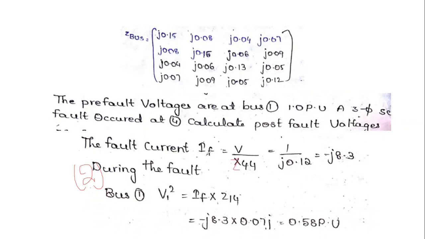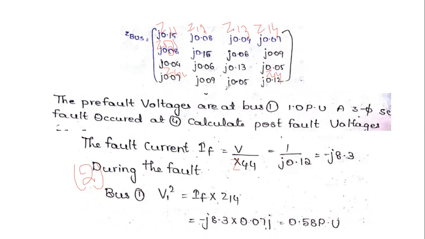The formula for fault current is V by Z44. This is the Z matrix, in which we have 4 buses. Therefore it is represented as Z11, Z12, Z13, Z14, and Z21, similarly up to Z41 and Z44. This is a 4 bus system.